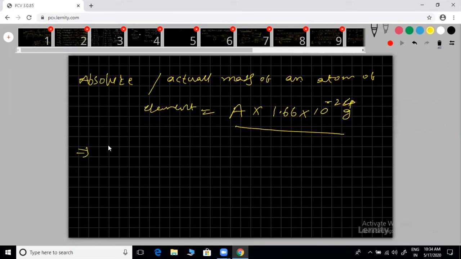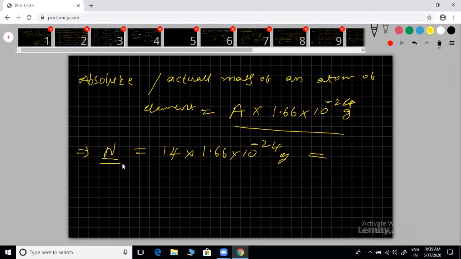Now I need the absolute mass of one nitrogen atom. 14 into, what is the AMU value? 1.66 into 10 power minus 24 grams. Multiply and give your answer. Finally, that is your absolute value.